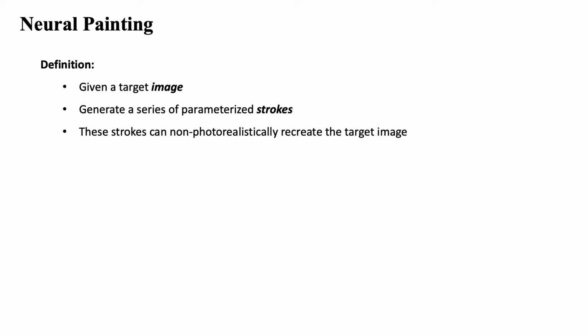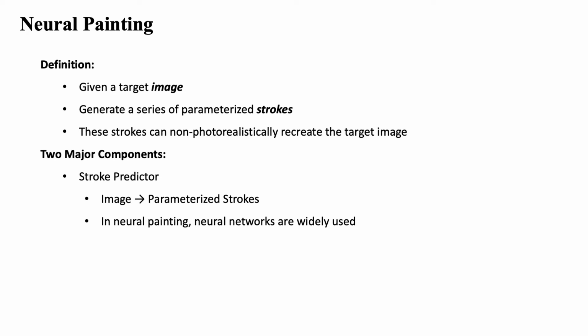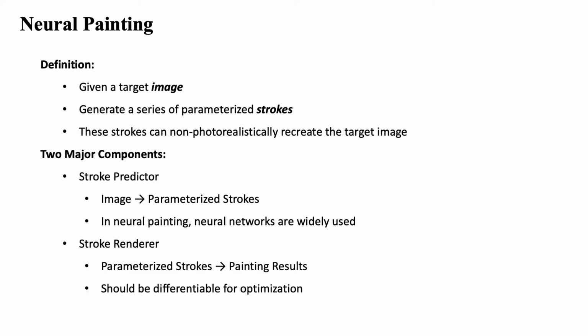Typically, there are two major components in this task. The first one is stroke predictor to generate parameterized strokes given a target image. In neural painting, neural networks are widely used as the generator. The second one is stroke renderer to paint the produced strokes on a canvas to render the painting results. To enable the training of neural painting pipeline, the stroke renderer should be differentiable for optimization.